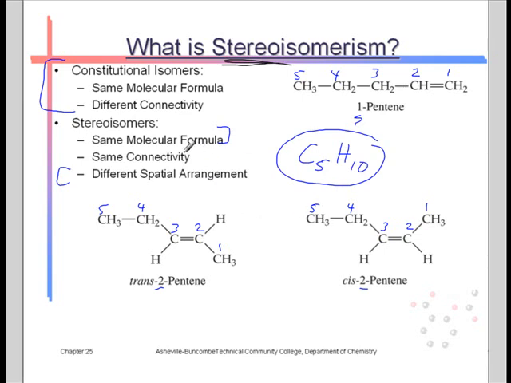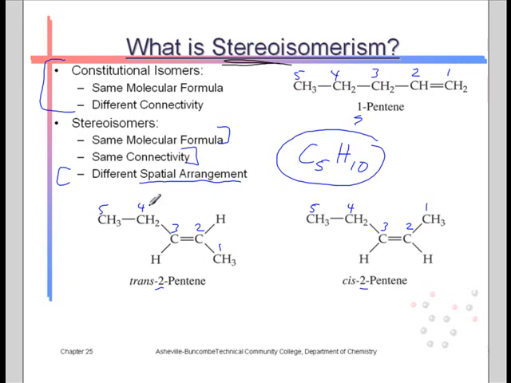In the two bottom examples, they actually have the same connectivity. Notice, there's still 5 carbons that are connected in a row. In both cases, the double bond is still at the number 2 position, so you have the same connectivity. The only difference here is a different spatial arrangement. So the difference in layout around the double bond actually generates a different 3-dimensional structure for the molecule.